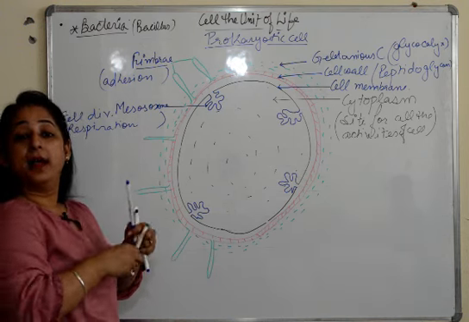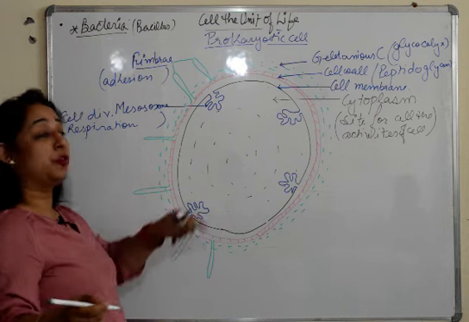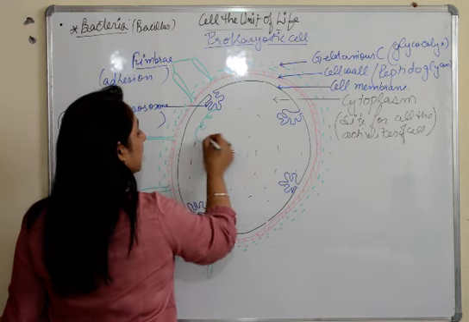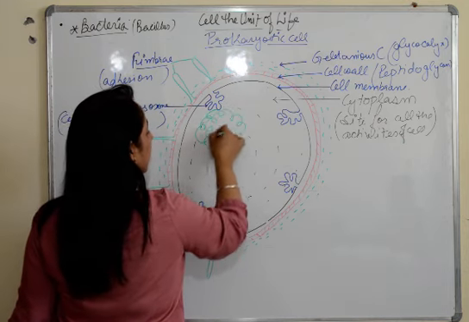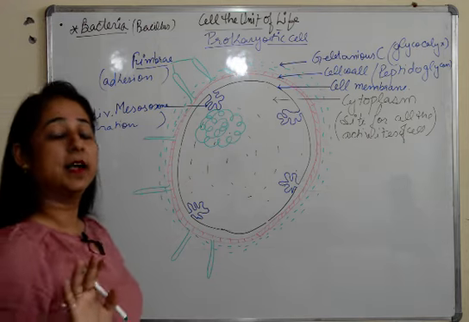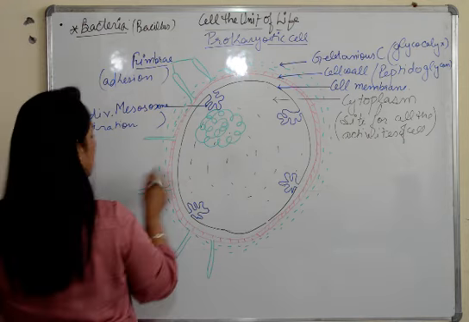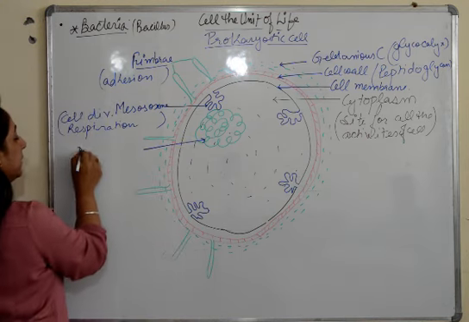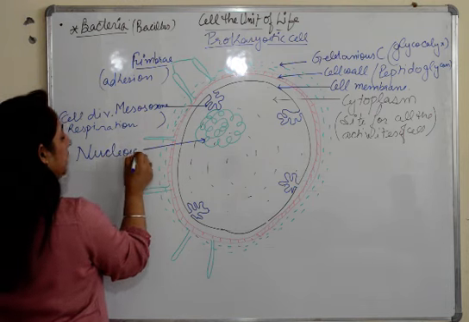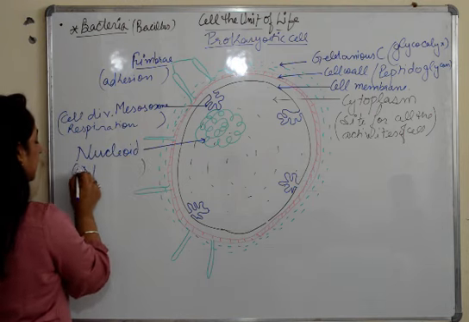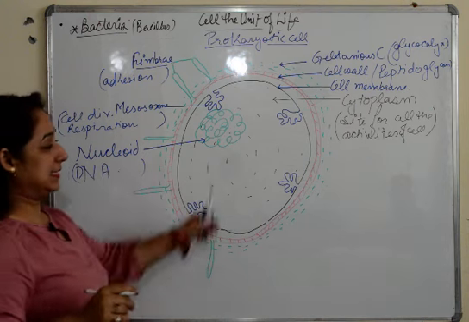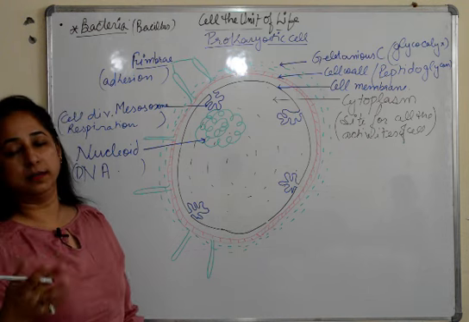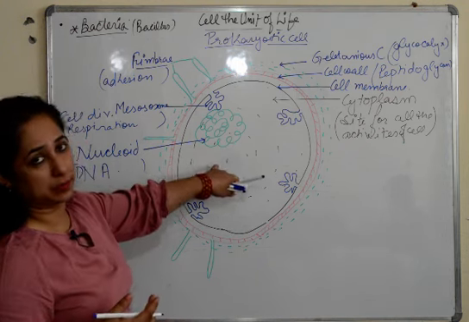Now we have the structure which is very important for the survival of any cell, the genetic material. So here the genetic material is placed and it's not covered by any covering, any membrane, anything. This genetic material is known as nucleoid. This is nucleoid. This is the DNA which is placed inside the bacterial cell and which helps in undergoing different activities or the survival of the cell.